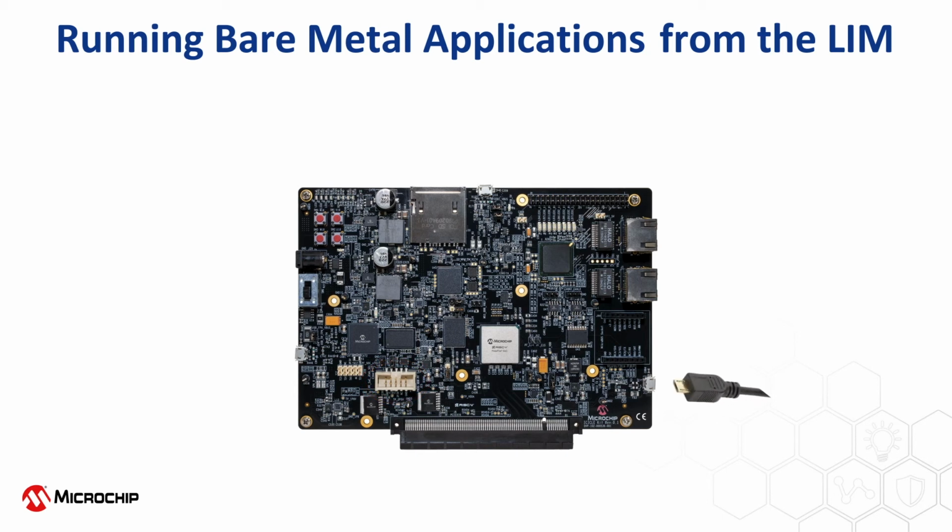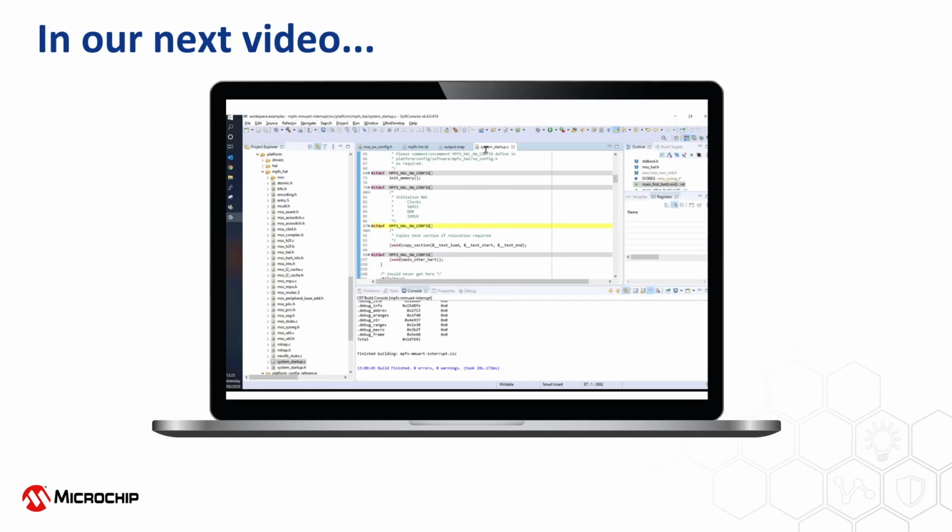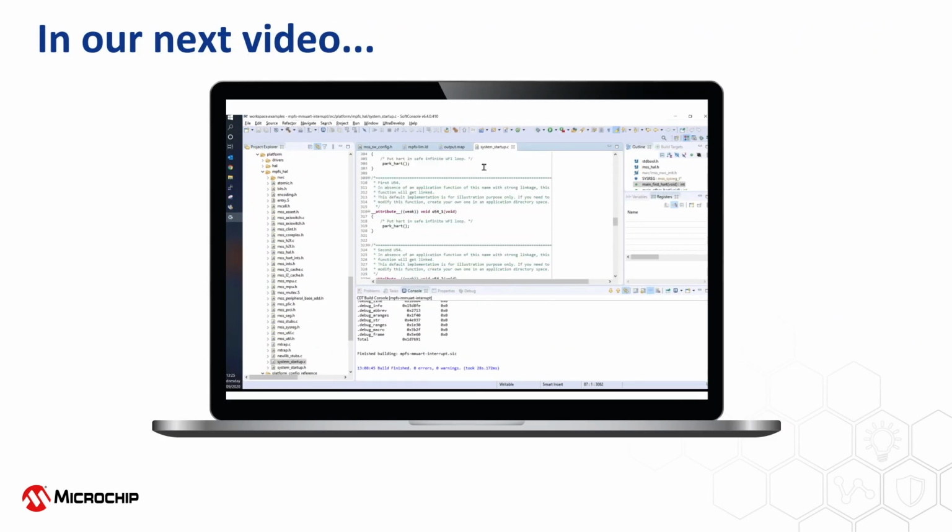To use the UARTs, connect a micro USB cable to the connector in the bottom right. To use the MSS USB for eMMC programming, connect a micro USB cable to the connector at the top of the board. All of the connections are shown here. In our next video, we will configure a bare metal application to run from the LIM.